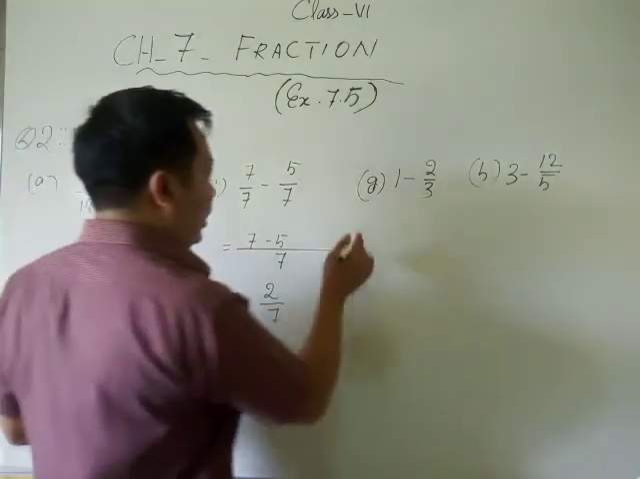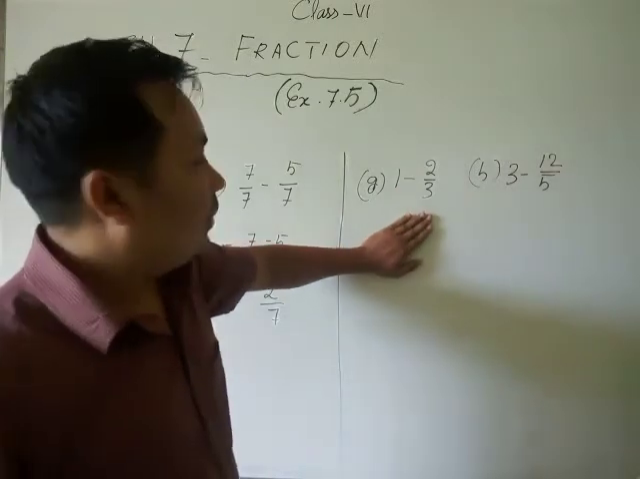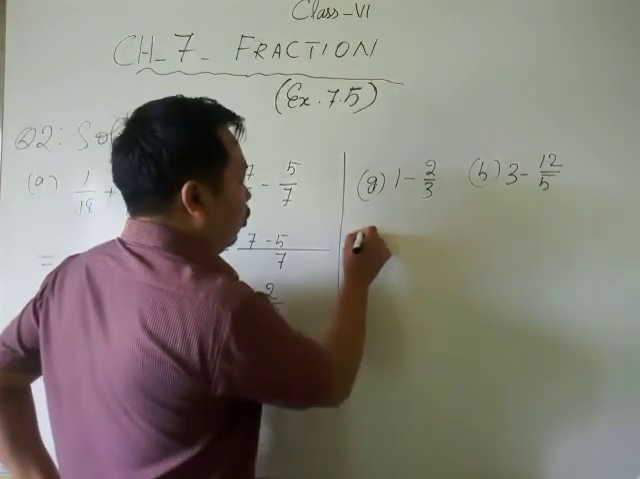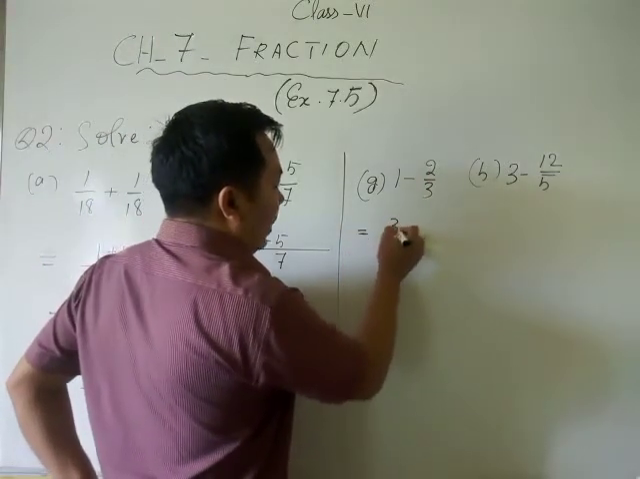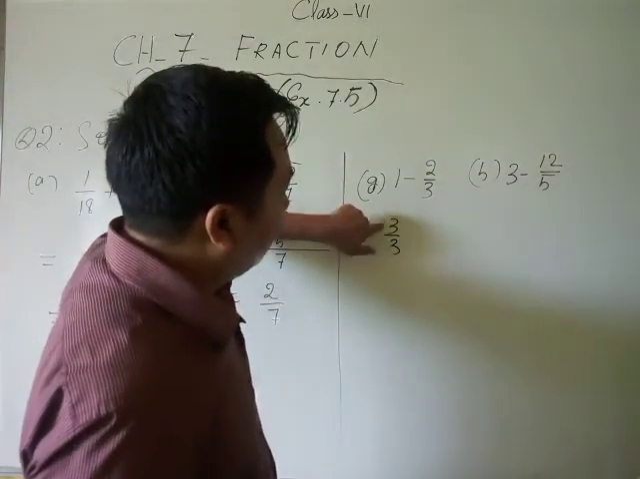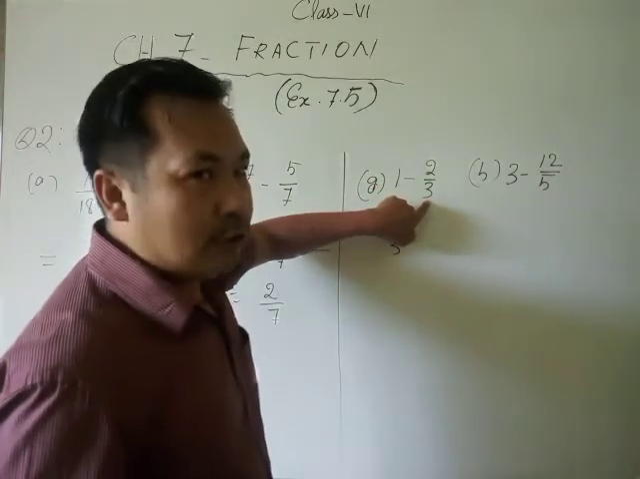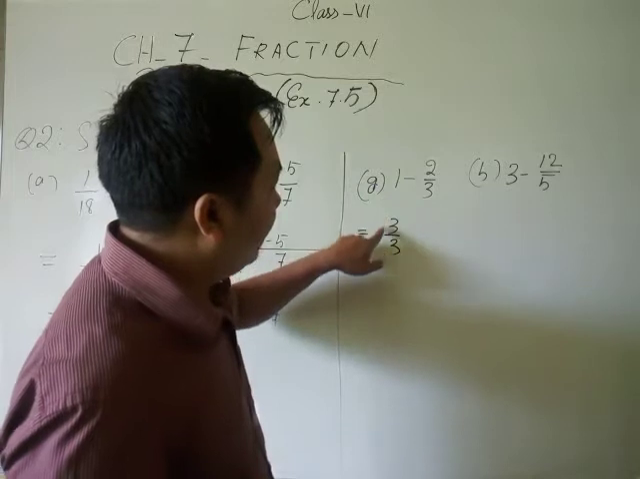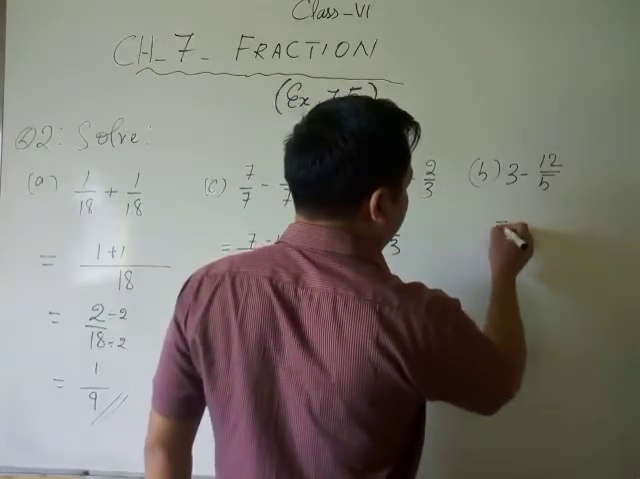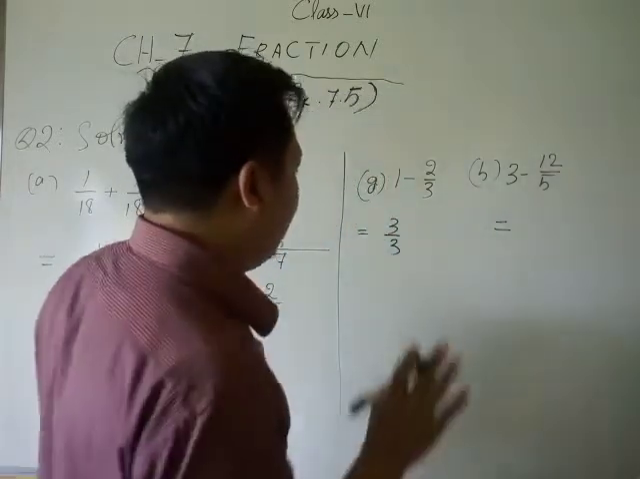Next, G. In G, something is given in the question. You can see here. You see 1 is minus with 2 by 3. My dear student, this 1 we will take as 3 by 3. Why I am taking this 3 by 3 also 1? Because here, what is the denominator here? The denominator is 3. That's why I am taking 1 as 3 by 3. Understand? And in case of this h, what we will do here? I will tell you. Okay.